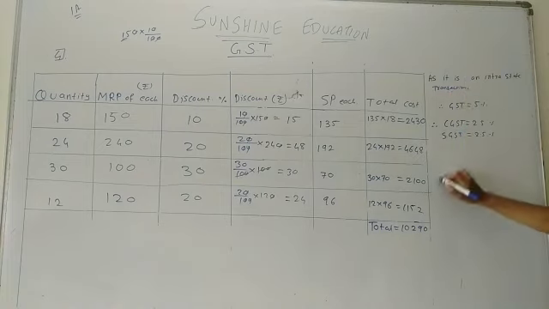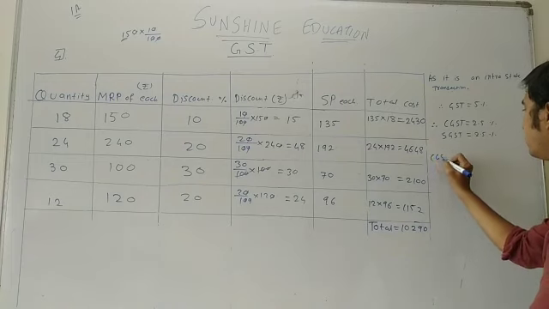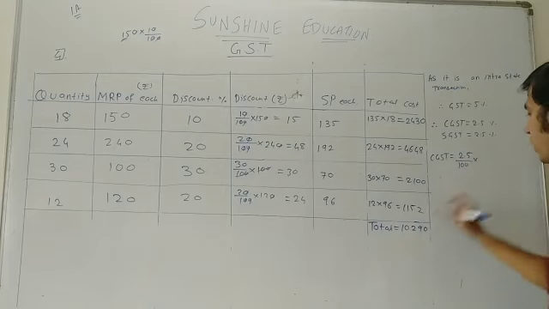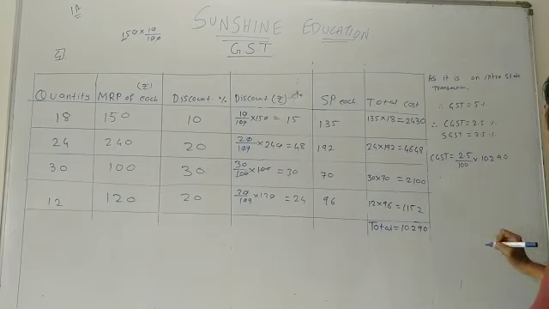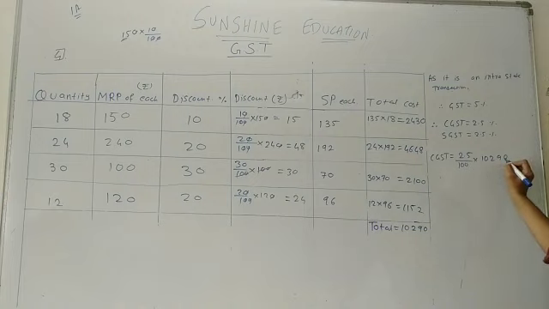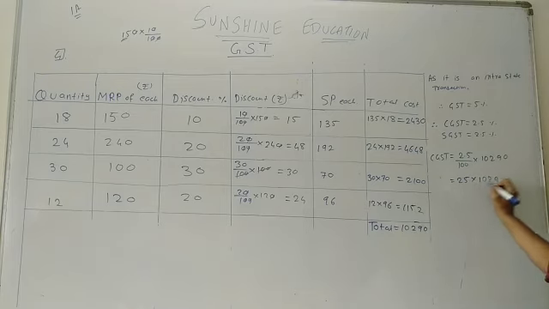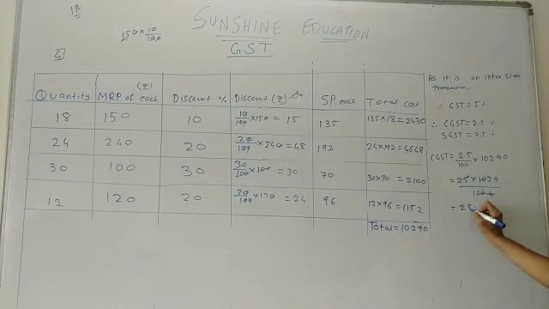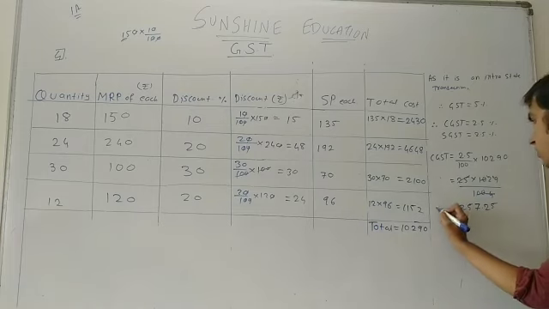State transaction. So first I will find out CGST, that is 2.5% of the total amount, 10,290. After multiplying, the decimal point will move, so we have 25 into 1029 upon 100. 25 ones are 25, 4 twos are 8, 4 5s are 20, 4 7s are 28, 4 2s are 8, 4 5s are 20. So this is CGST.